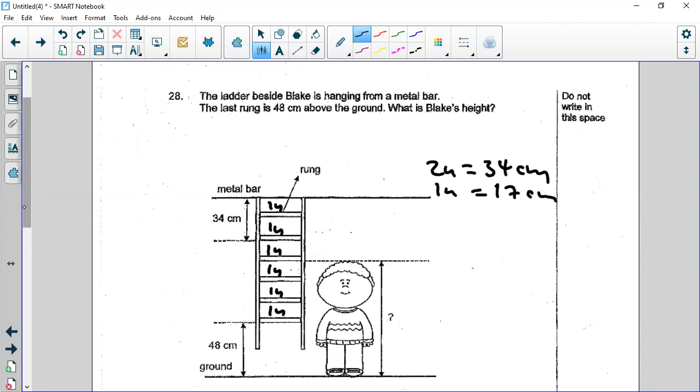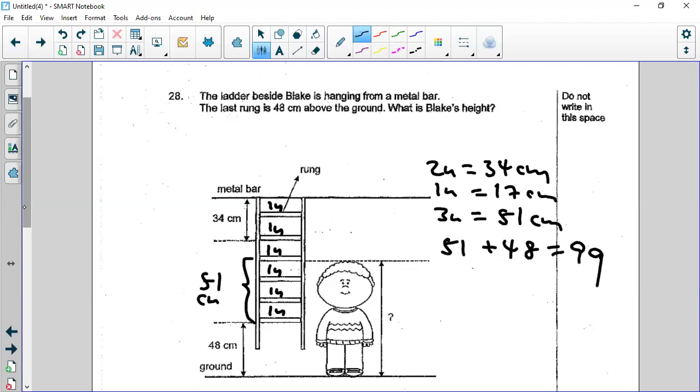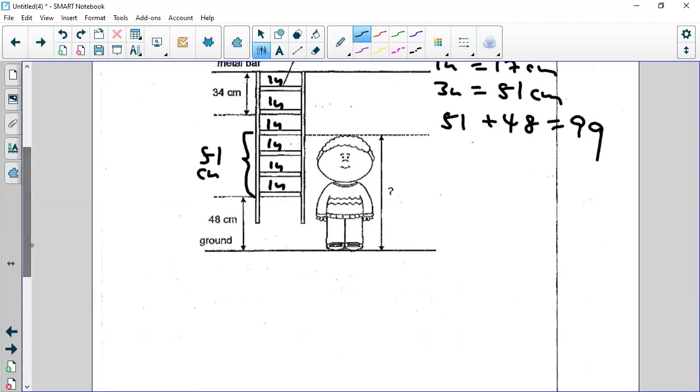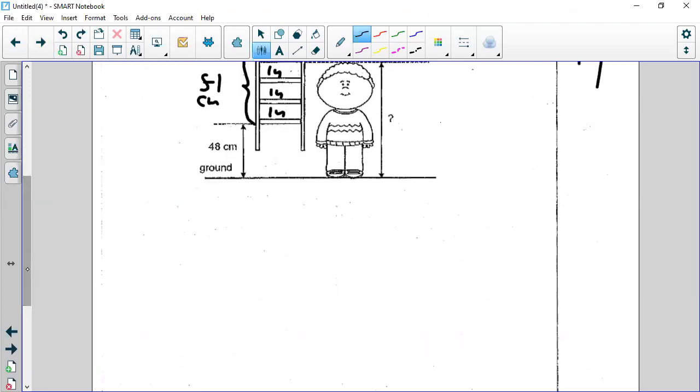So how tall is Blake? Blake has 3 units, right? So 3 units is 17 times 3, 51 cm. But you also need to add the 48 cm below. So you take 51 cm plus 48 cm, you get 99, and then you are careless. Why are you careless? Because you put 99 at the bottom.